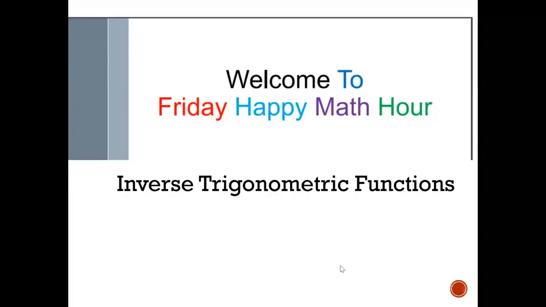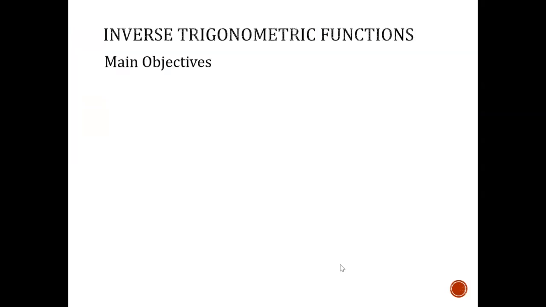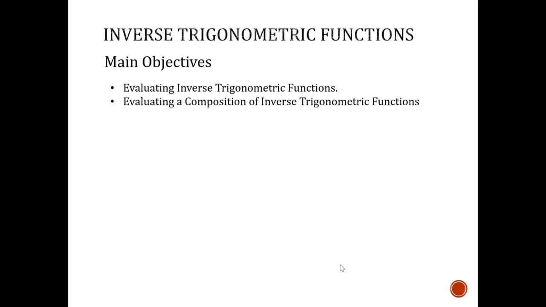4.7 and 4.8 from the pre-cal 2 book, which is Math 2412. Okay, now these are the main objectives that I'll be covering today: evaluating inverse trigonometric functions, evaluating a composition of inverse trigonometric functions, solving a right triangle, and applications and models.